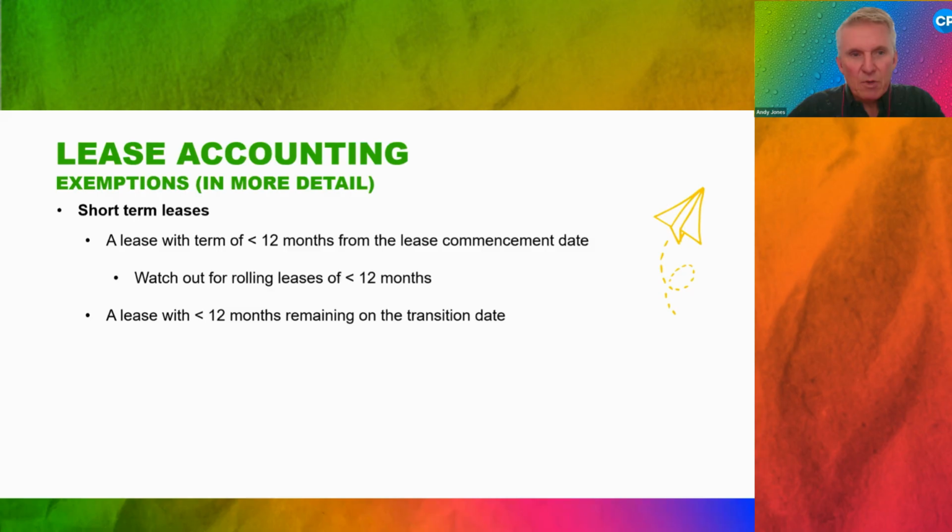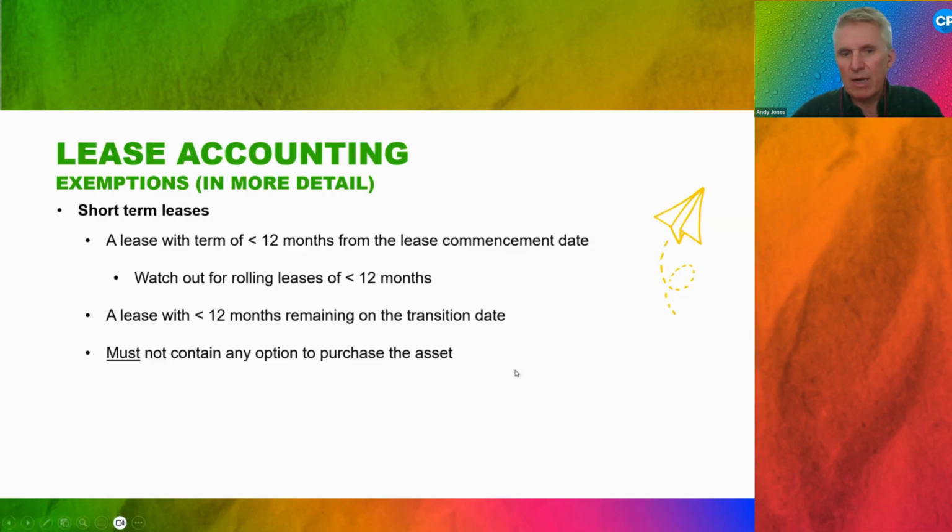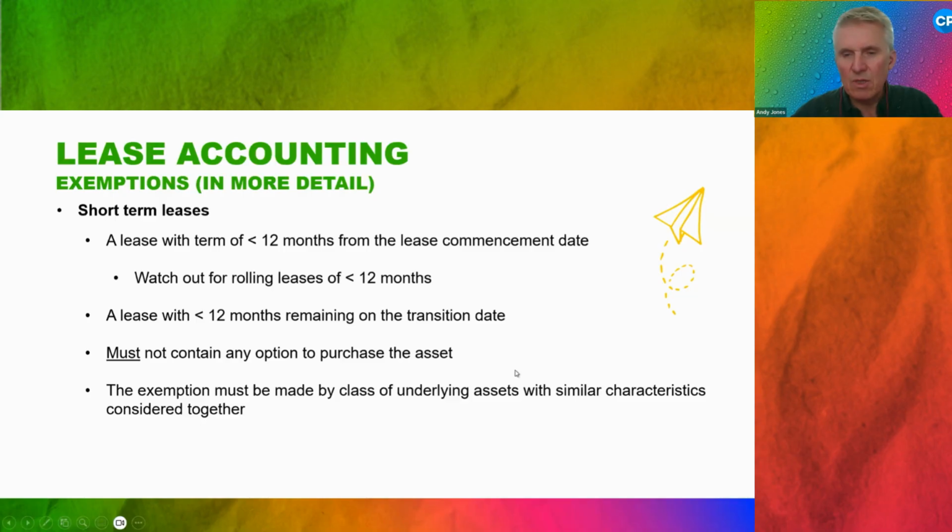And the other important thing with the short-term leases is that they can't contain any option to purchase the asset at the end of that short-term lease. And again, when you're looking at this exemption, it has to be made by class of underlying assets with similar characteristics. You have to consider those all together, not on an individual lease by lease basis.